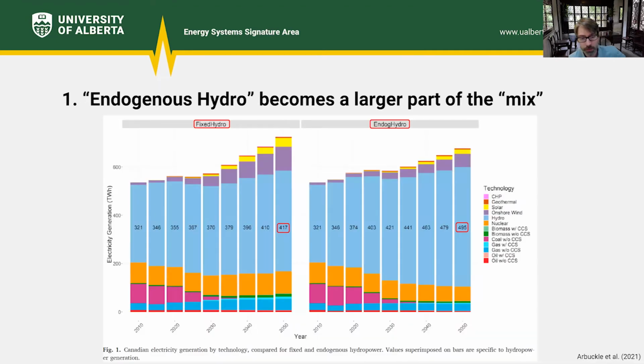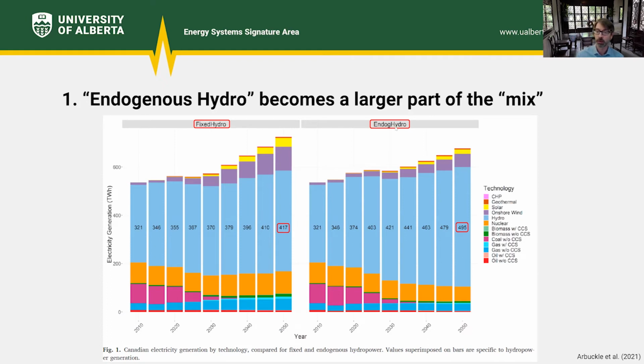Okay, so here are some results, at least briefly. Our first question was, what happens if we have endogenous hydro? And what we found was endogenous hydro becomes a larger part of the electricity mix. So here we have the historical simulation running from 2010 through 2050. You can see that hydro is important. It's about 60% of the total mix, and it reaches 417 terawatt hours for Canada.